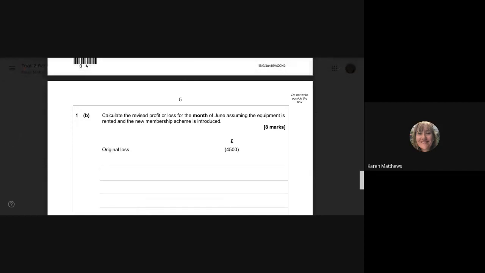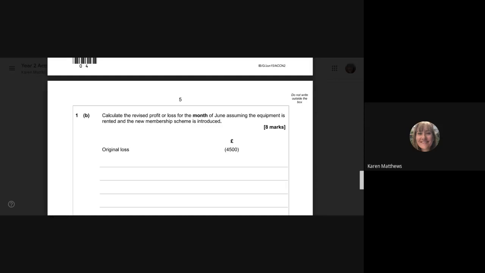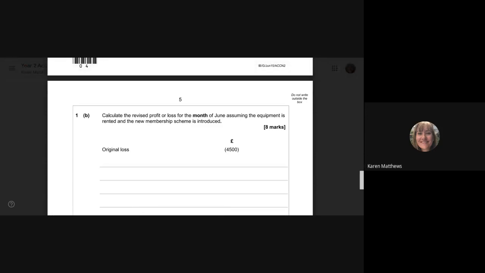So he's not really buying the equipment. So in terms of profit, he's not going to have any depreciation, but he will have the rental of the equipment. He'll have 1 month's equipment rental instead. Okay, he's got the extra money coming in from the members, but be careful with that because it's annual membership. So it's not all going to accrue as profit for the month of June.